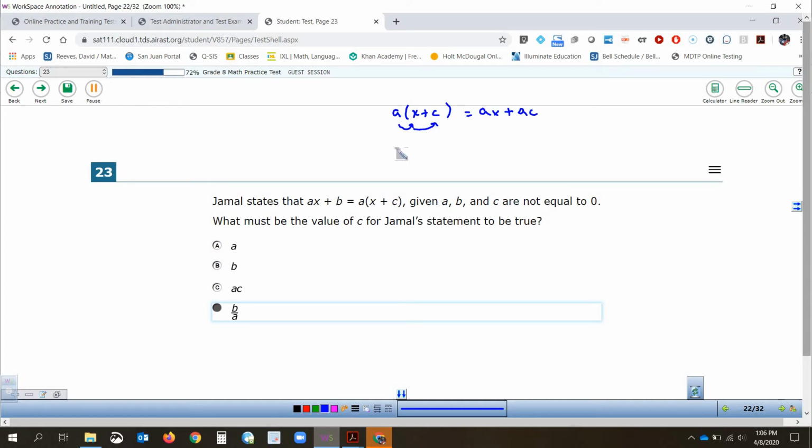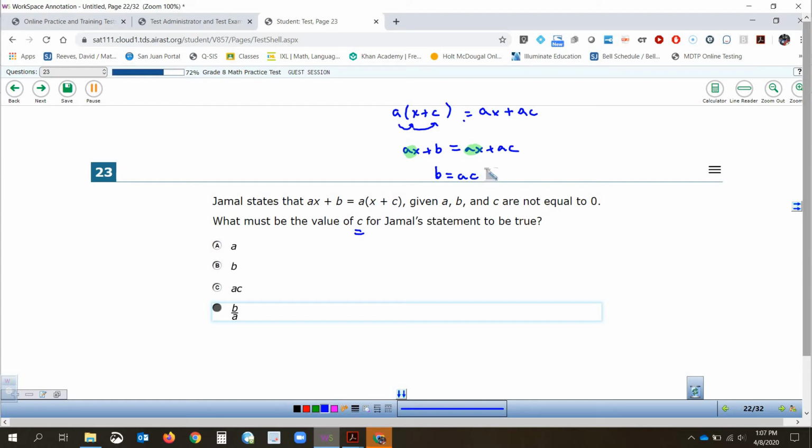If we rewrite what we had, Jamal's statement on the left side is ax plus b, and on the right side is ax plus ac. Of course, these two are equal. Now, ax will always be equal to ax. So the question becomes, what do we need to do to make b equal to ac, or more specifically, what is the value of c?